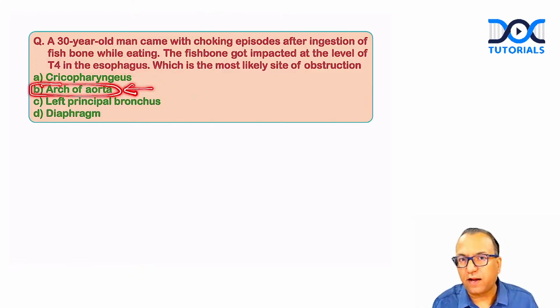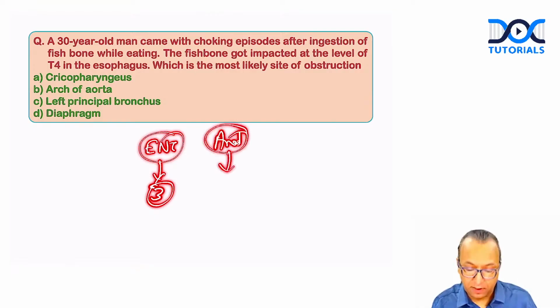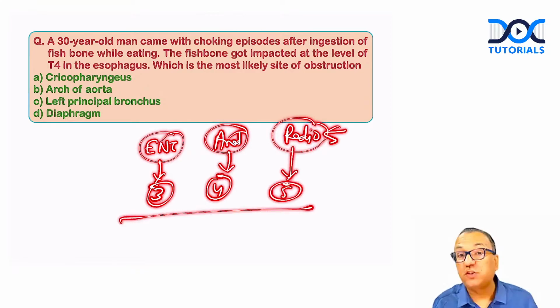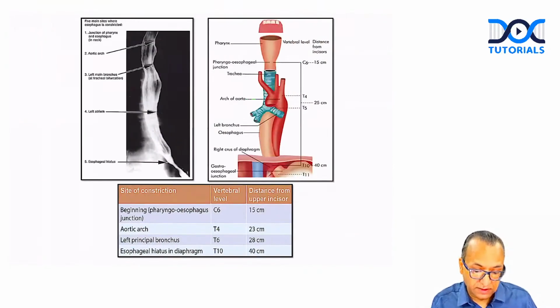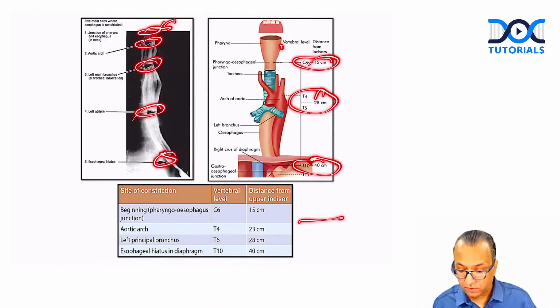Why am I telling you don't take it casually? Because ENT people say there are 3 narrowings. The anatomy people say there are 4 narrowings. And radiology people, like Sutton, say 5 narrowings in the esophagus, and they are physiological. So that is why you have to be careful. Let me give you some details. This is Sutton's radiology. It will tell you that there are 5 narrowings, and ENT people say that there are 3 narrowings. So what should you follow? Better follow Gray's anatomy, if possible.